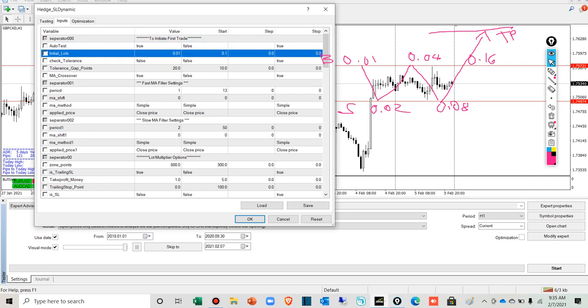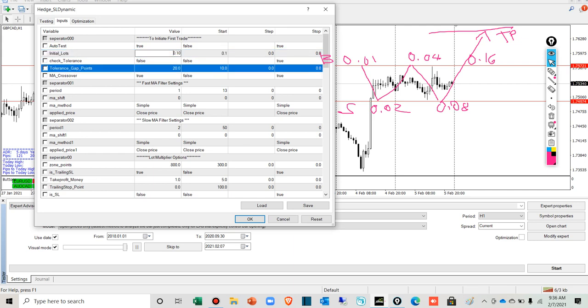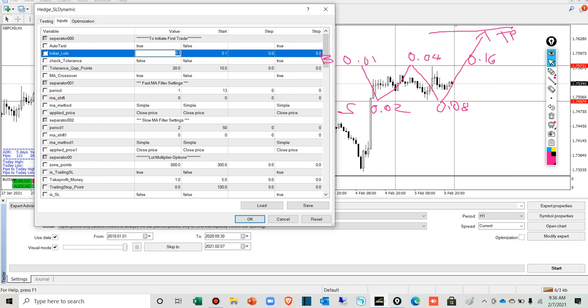Initial lot is 0.01. You can set this to 1 or 0.10 based on your fund account management. But for me, at $3,000, I'm still trading at 0.01 lot size. So this is the 0.01 lot size, you can adjust it accordingly. What is your initial lot size? And then based on your multiplier or whatever lot size that you want to do here, you can adjust it, which I will mention later on.